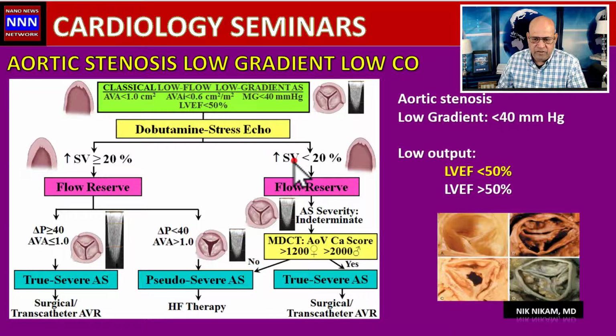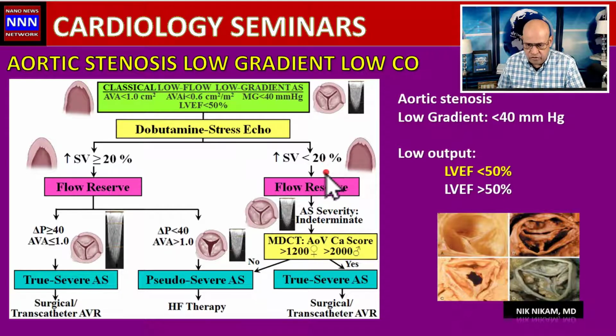So let's summarize this again. If the stroke volume is less than 20%, so we are talking about low gradient, low flow, low ejection fraction, dobutamine stress test, the stroke volume goes up by less than 20%.